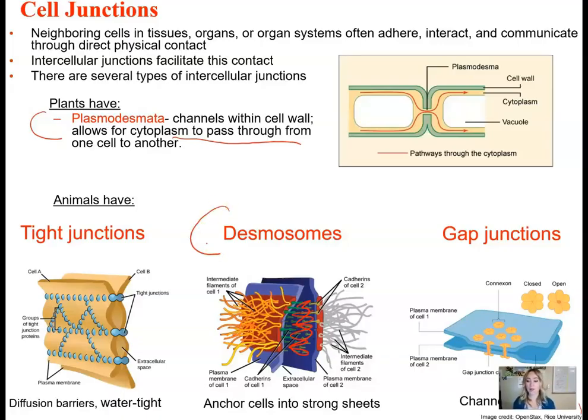Desmosomes would be another type, and these are going to anchor the cells into sheets, and typically they are found in tissues that are subject to mechanical forces, like for example muscles, blood vessels, even the sacs of lungs. And you can see proteins here are going to sort of adhere. Let me erase that so you can see how they connect these two cells together into these strong sheets. And again, we call that sort of like a button-like point.